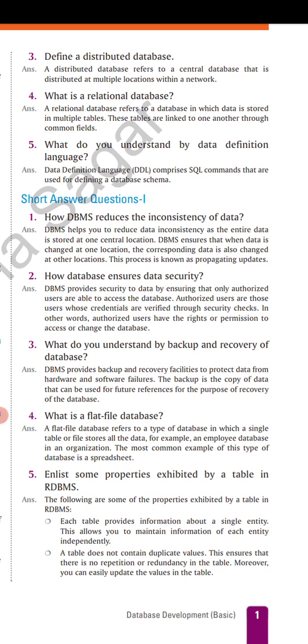Suppose that you want to reduce the inconsistency in the data, then how? There is the answer. DBMS, database management system, helps you to reduce data inconsistency as the entire data is stored at one central location. And DBMS ensures that when data is changed at one location, the corresponding data is also changed at other locations. This process is known as propagating updates.